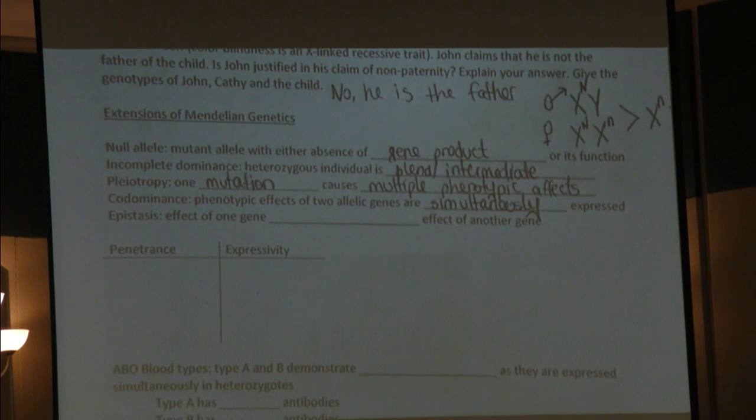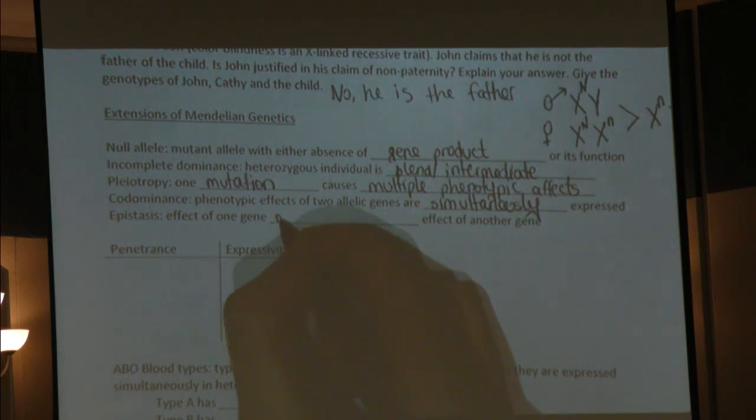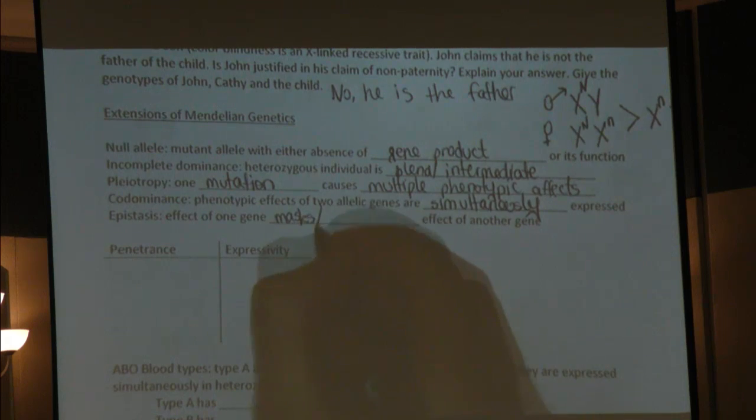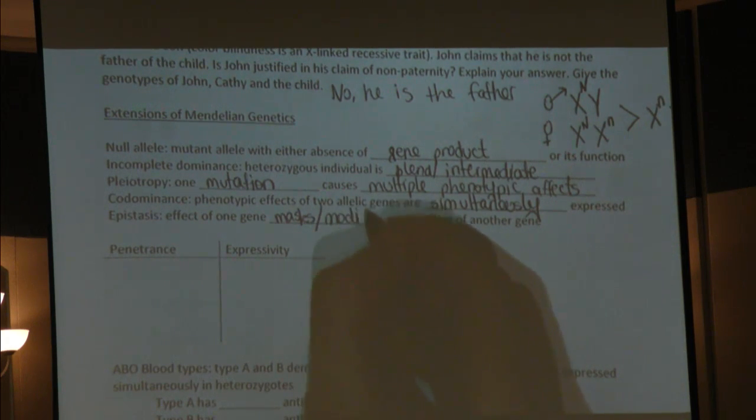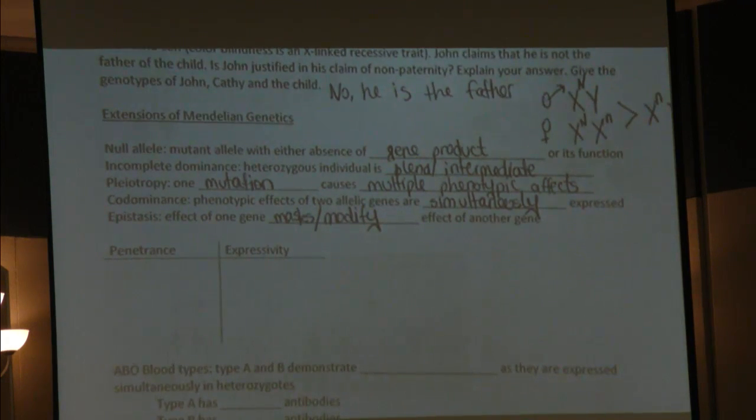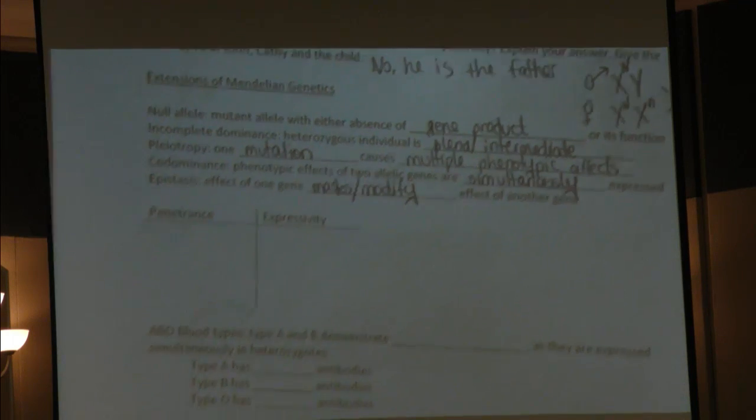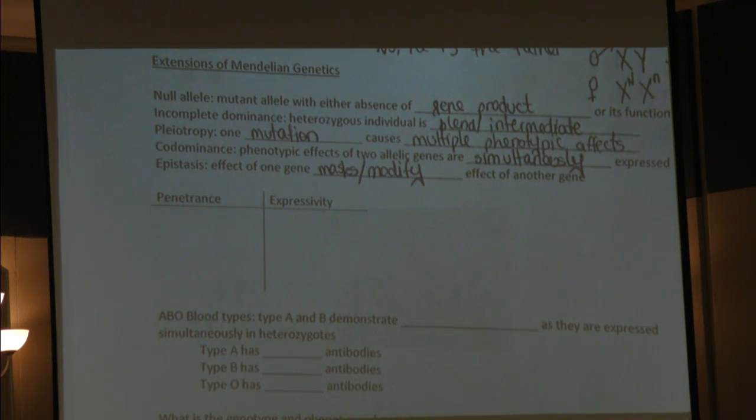Okay, and epistasis. This is another concept. So the effect of one gene does what to another gene? Good, it masks or it's going to modify. Mask or modify another gene. Okay, so penetrance and expressivity. They're kind of the same, but they're kind of not.